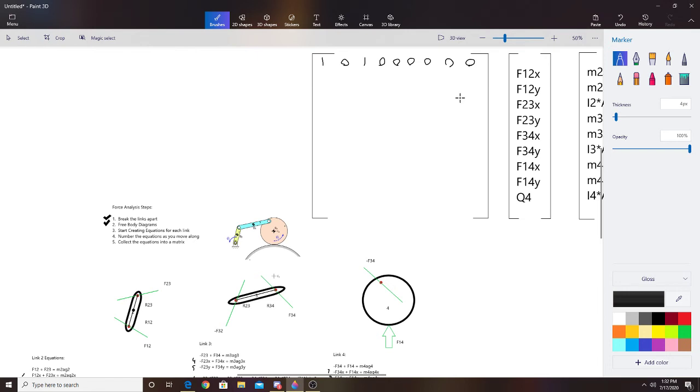And then we move on to the next one, which is f12y and f23y. So this one, like I said, because it is the y equation, it's the inverse of this one, essentially. So you can kind of fly right through this.